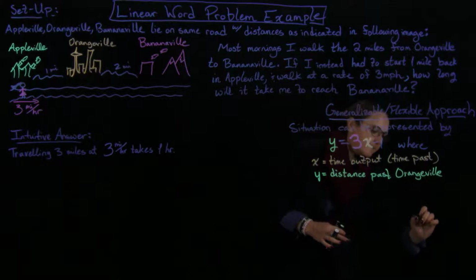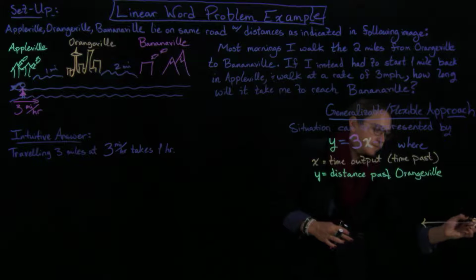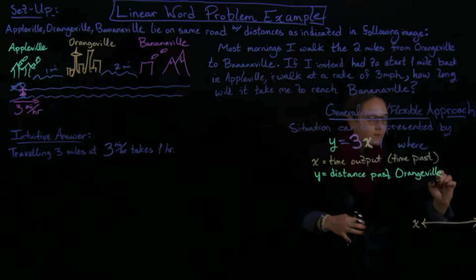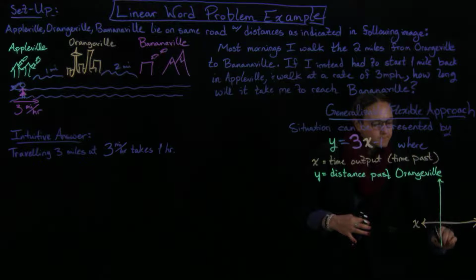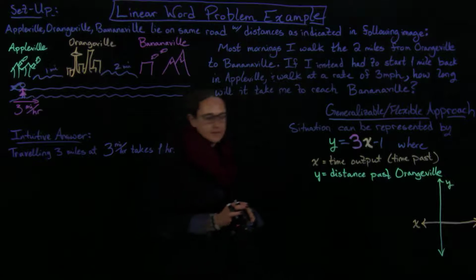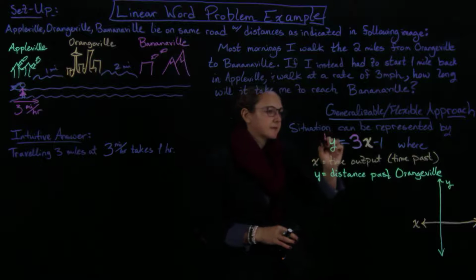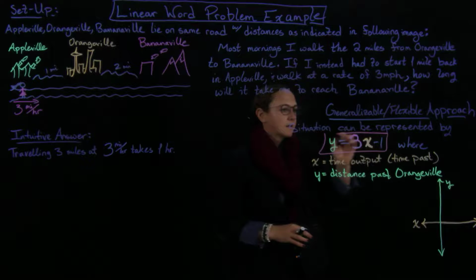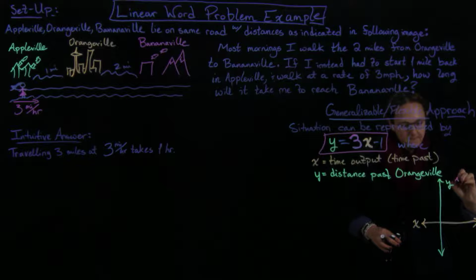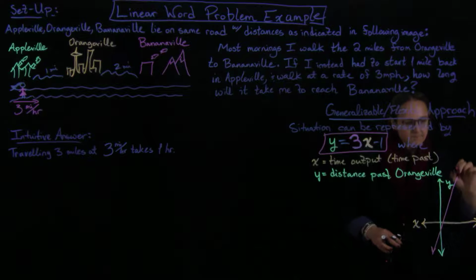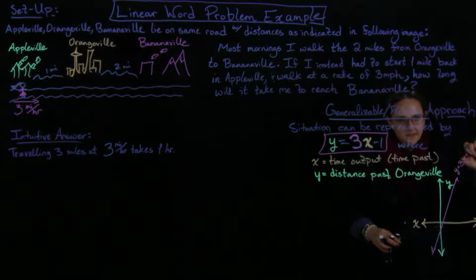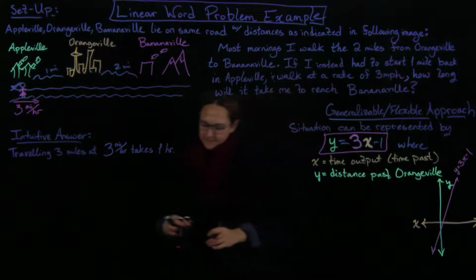I have my x-axis, my horizontal axis. My y-axis is going to be here. And I guess I'm out of colors, but I'm just going to do this whole thing in red. So I've got y equals 3x minus 1. Okay, so this is the picture.